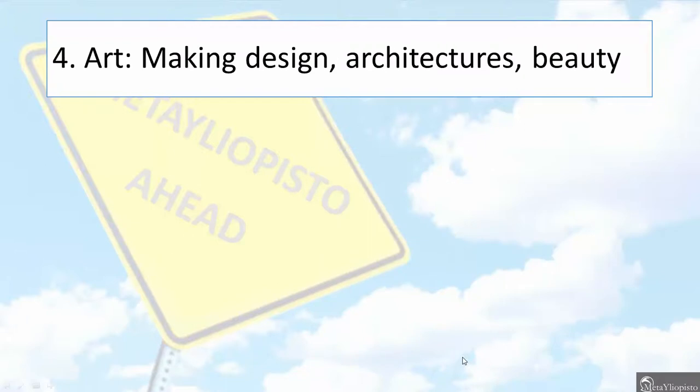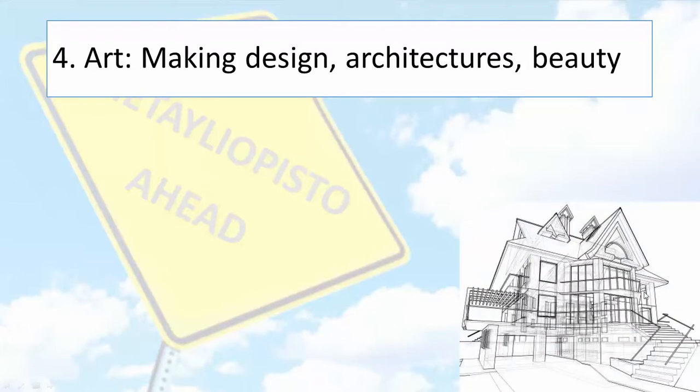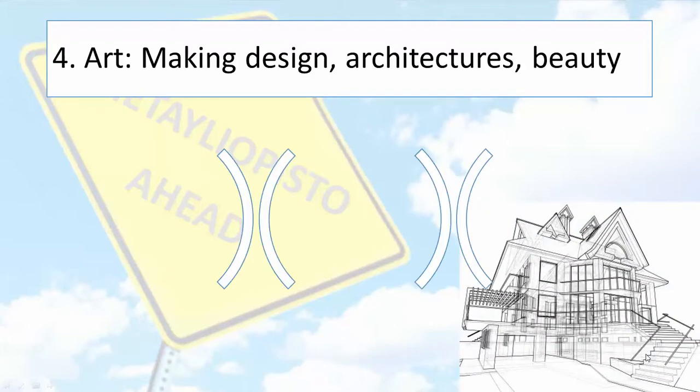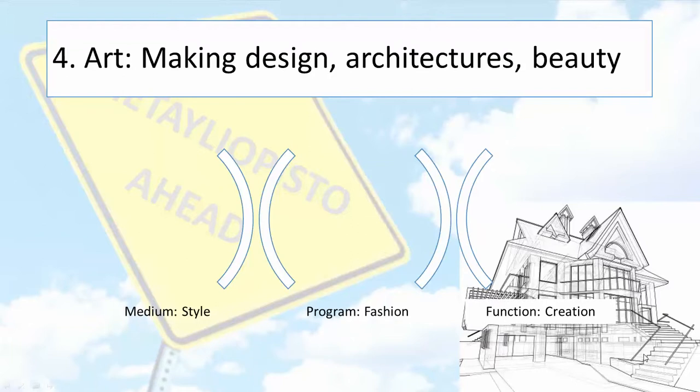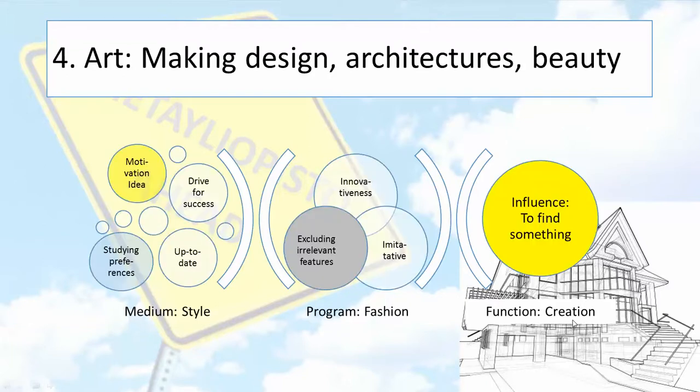Then making design, architectures, and beauty. This is a very large approach, for example, making houses, architectures. This is a house, to be blunt. The medium here is style, the program is fashion, and the function is creation. And this is the schema here.